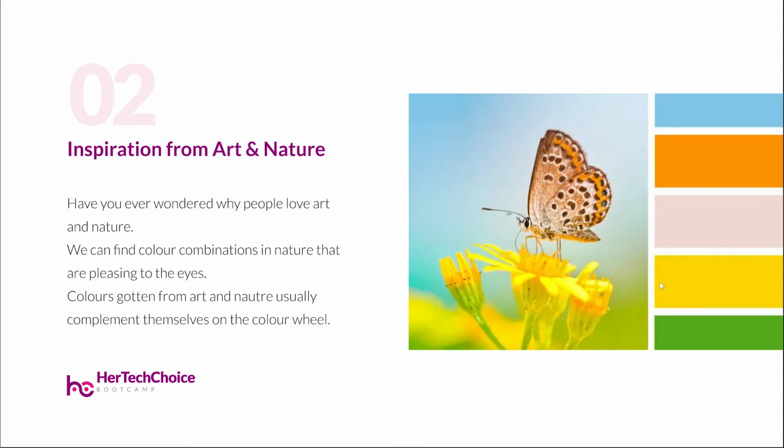Alright, so we move to inspiration from art and nature. Have you ever wondered why people love art and nature? We can find color combinations in nature that are pleasing to the eyes. Colors gotten from art and nature usually complement themselves on the color wheel. For example, see this beautiful butterfly and the sunflower. They have generated a very beautiful color palette which includes blue, orange, peach, yellow and green.